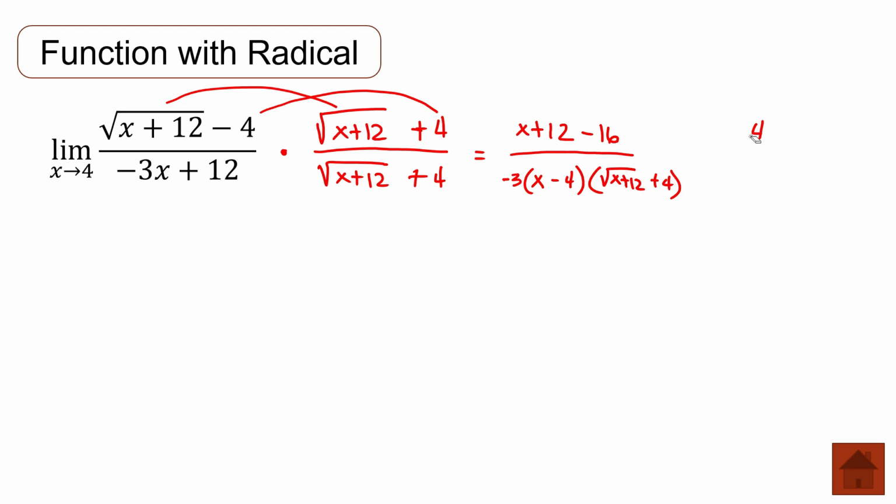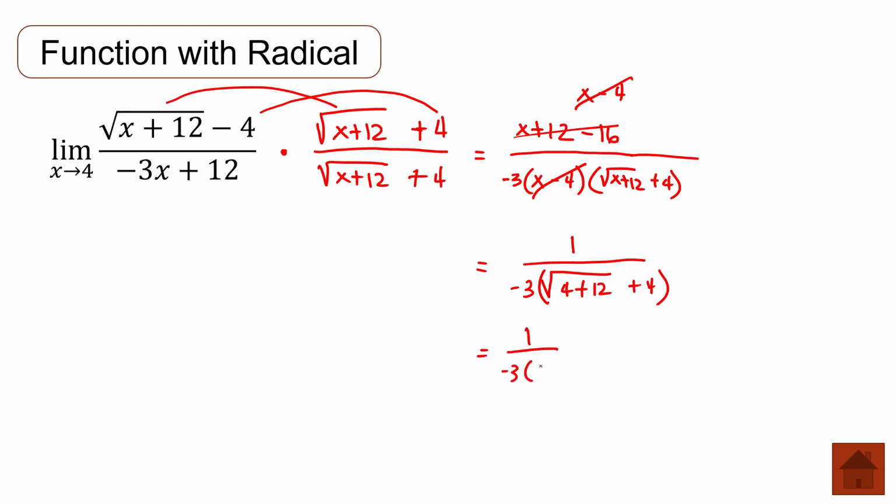Right, now I don't need to do that. I'll just rewrite that over again. So let me just do this. This will be equal to x minus 4. Okay, so now I can cancel that x minus 4. So that leaves me 1 over negative 3 square root of x is 4. So this is 4 plus 12 plus 4. 4 plus 12 is 16. Square root of 16 is 4. So 4 plus 4 is 8. So 1 over negative 3 times 8. So the final answer is negative 1 over 24. Alright, so that's for function with radical.